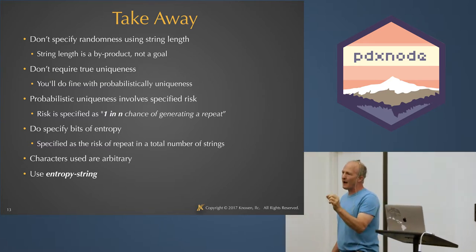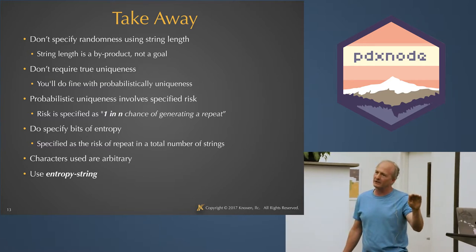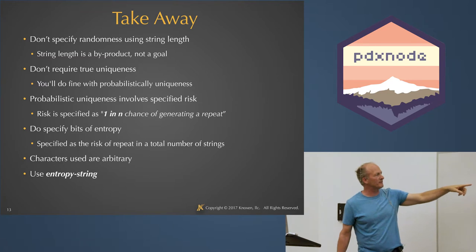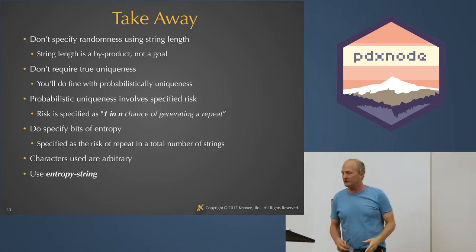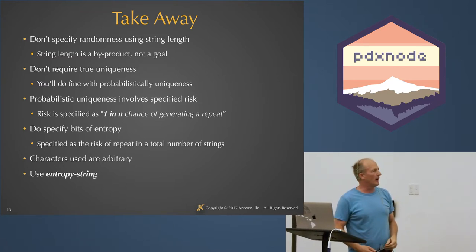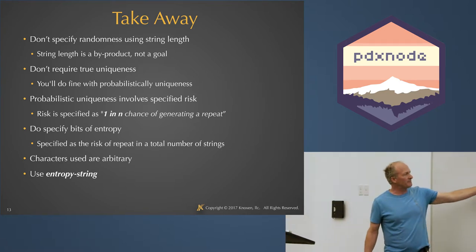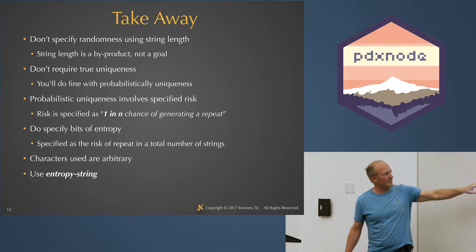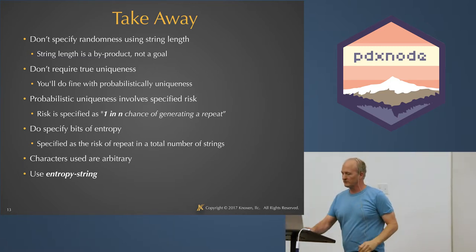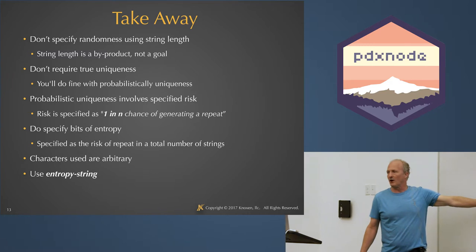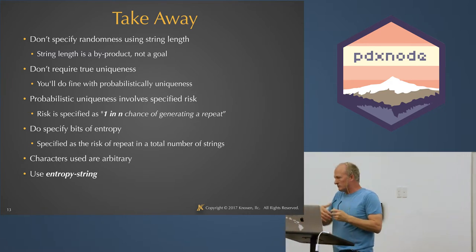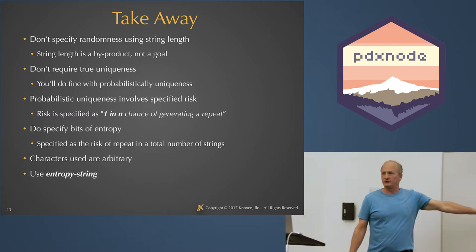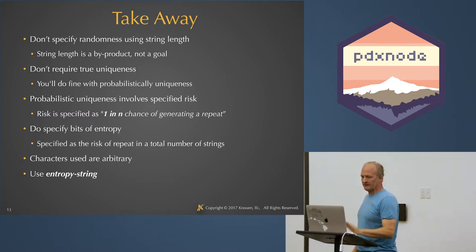But if you're going to do that, instead of doing it implicitly, do it explicitly. Probabilistic uniqueness requires specified risk, so we'll specify that risk as a 1 in n chance of generating a repeat. That specifies the entropy. I want to explicitly specify the risk of a repeat and the total number of strings, and I don't care what the characters are. You can choose them however you want, but that's immaterial. Use entropy string. It makes all of this easy for you.